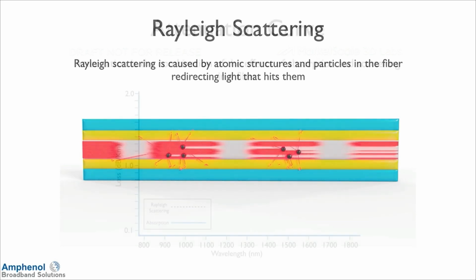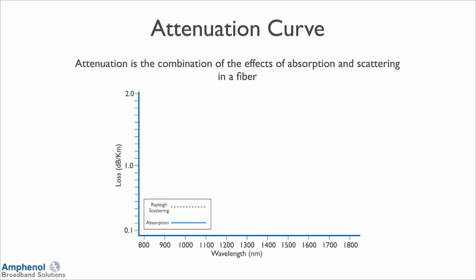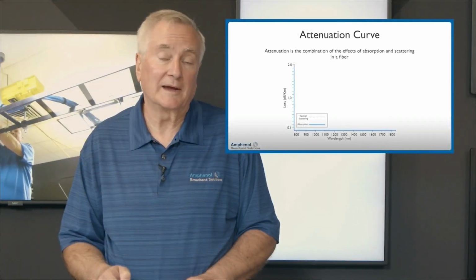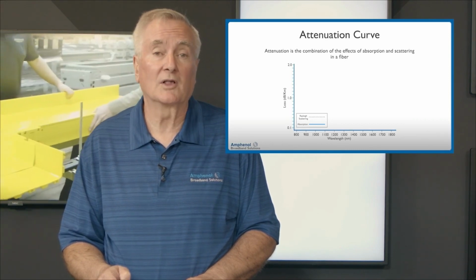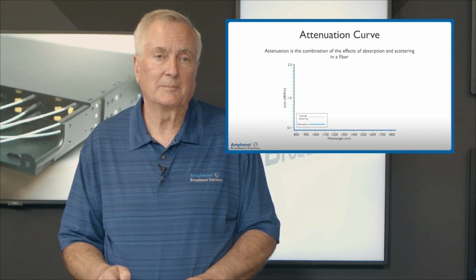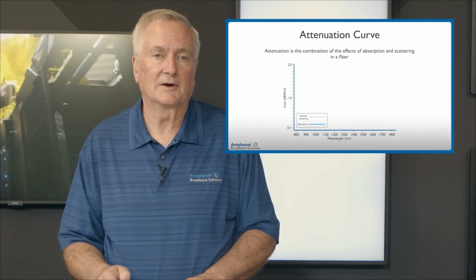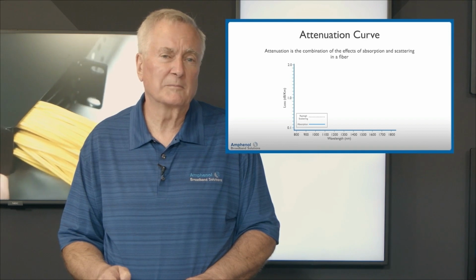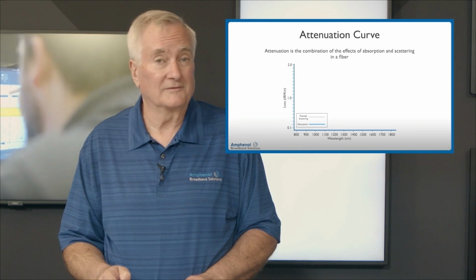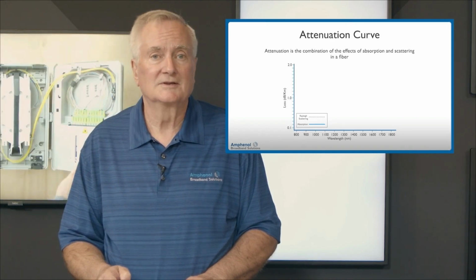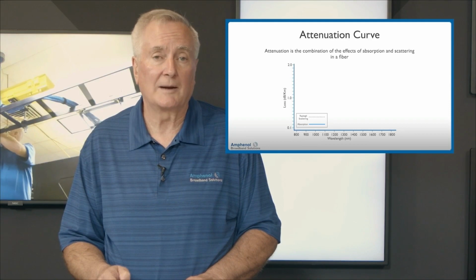Let's look at the attenuation curve of fiber optic cable. Attenuation is the combination of the effects of absorption and scattering in a fiber. Here we're going to plot the attenuation curve. The bottom of the graph is the wavelengths in nanometers, from 800 to 1800 nanometers. Over on the left is the loss in dB per kilometer, so it's going to be 0 at the bottom and 2 dB per kilometer at the top. Now this is a little bit different from coaxial cable, where we're looking at the loss per 100 feet of coaxial cable. With fiber optic cable, it can go a long distance, so we're looking at loss per kilometer.